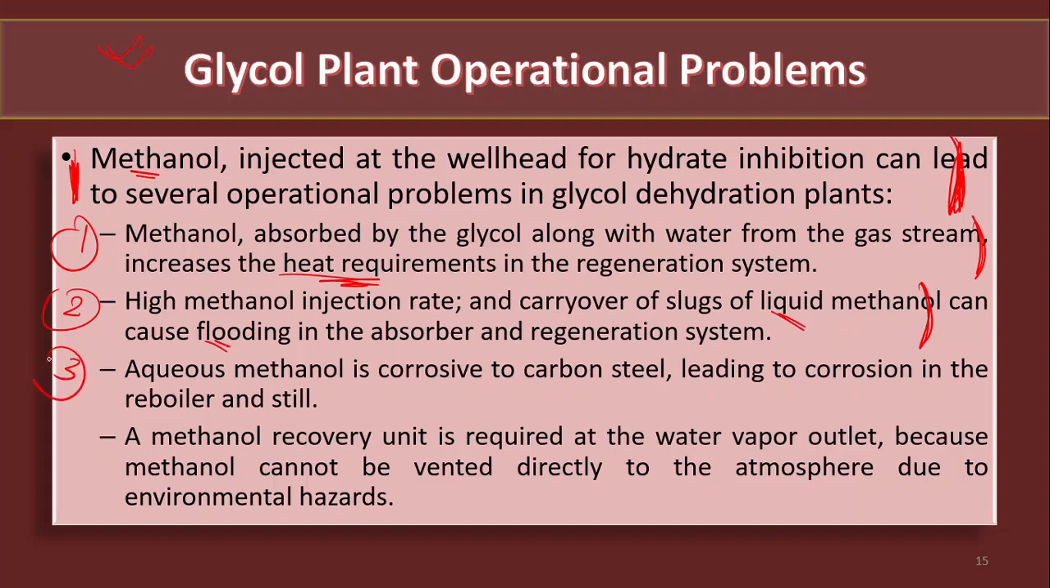The third problem: aqueous methanol is corrosive to carbon steel. Aqueous means methanol plus water, leading to corrosion in the reboiler and still. That is again a problem of the methanol. A methanol recovery unit is required in the water vapor outlet because methanol cannot be vented directly to the atmosphere due to environmental concerns. So that is also one problem. We need to recover the methanol from the water, from the stripper. That is also one concern for the methanol problem.